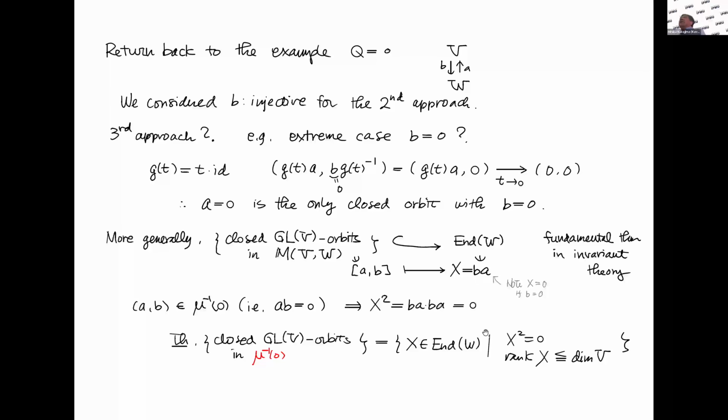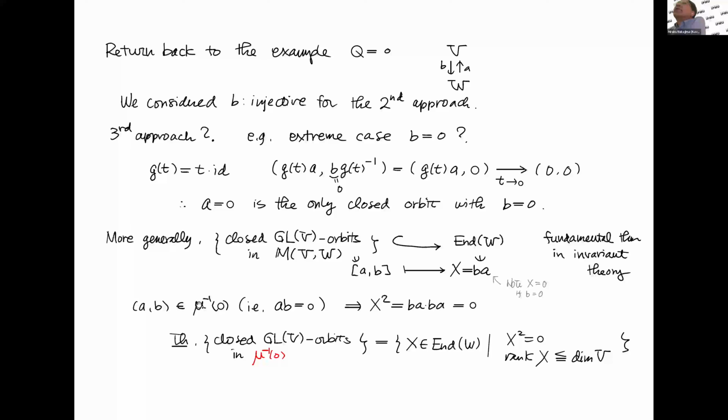So this is a closed embedding, and this is a consequence of the fundamental theorem in invariant theory. For example, if B equals 0, then X is always 0 for any choice of A, right? So in that sense, combining with this consideration, I hope you see that this is a good embedding to describe the closed geometry.